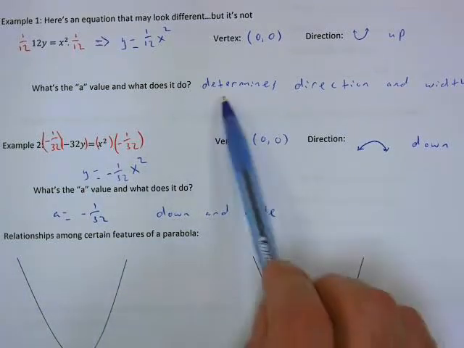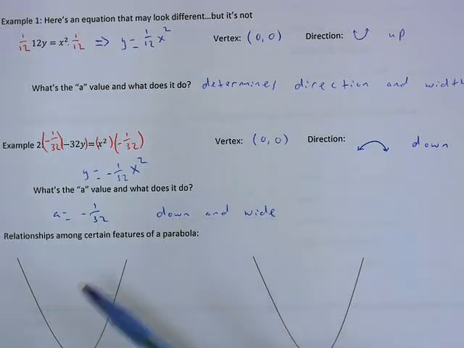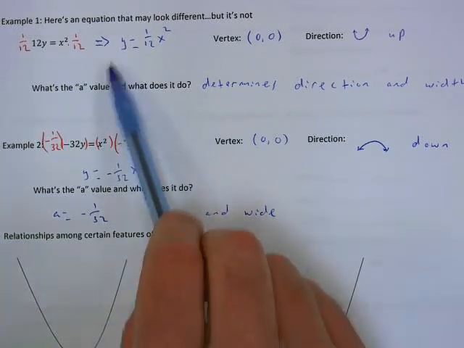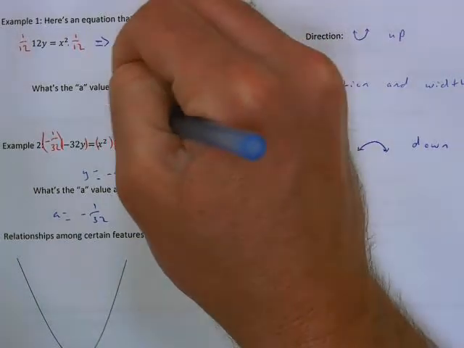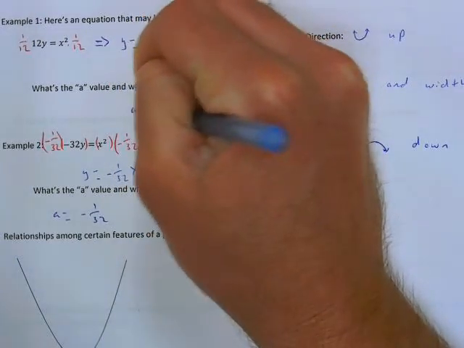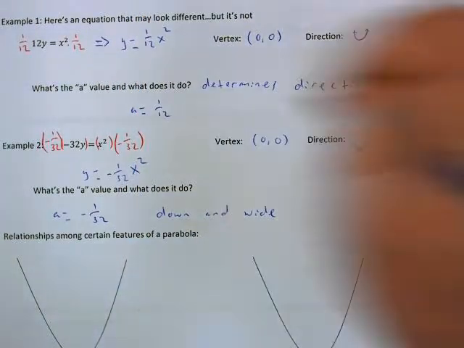Okay. In fact, we can even fill in the specific answer up here. What is the a value and what does it do for this problem? Well, since our a value was 1/12, we could put a equals 1/12. And this one opened up.